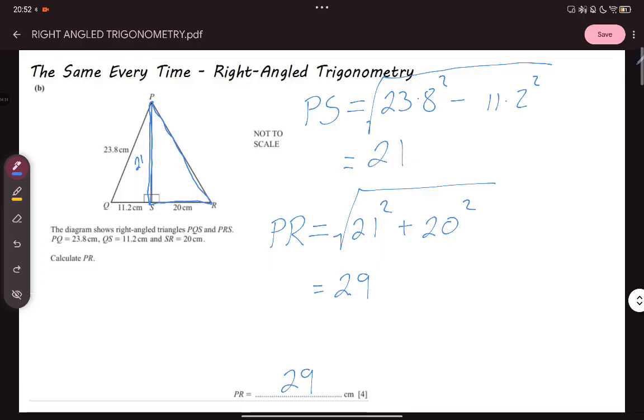So not strictly speaking a trigonometry question there. No sine, cosine, or tan. We didn't need to use any angles or find any angles, but it's a nice introduction to this style of question where we have to find, first of all, something that they're not asking for, so that we can find the thing that they are asking for.